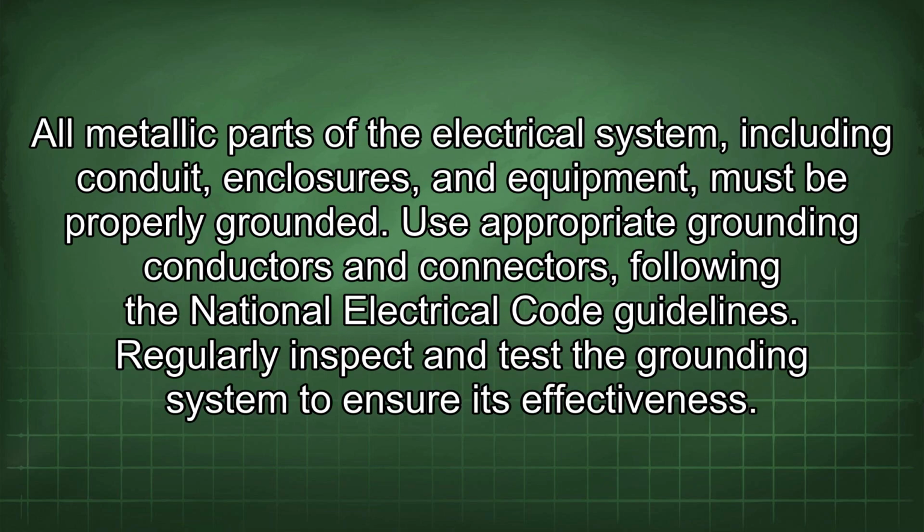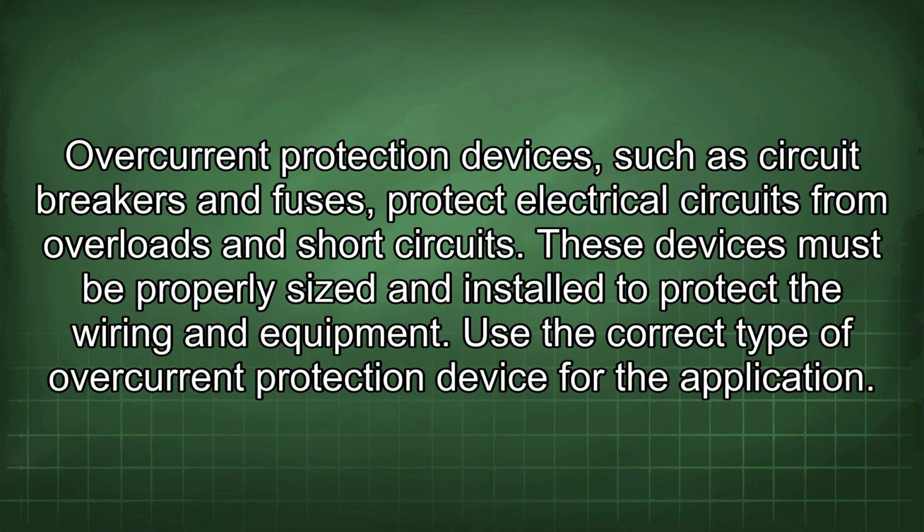All metallic parts of the electrical system, including conduit, enclosures, and equipment, must be properly grounded. Use appropriate grounding conductors and connectors, following the National Electrical Code guidelines. Regularly inspect and test the grounding system to ensure its effectiveness. Overcurrent protection devices, such as circuit breakers and fuses, protect electrical circuits from overloads and short circuits. These devices must be properly sized and installed to protect the wiring and equipment.